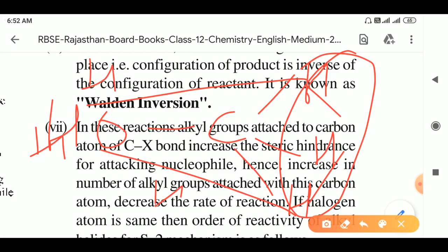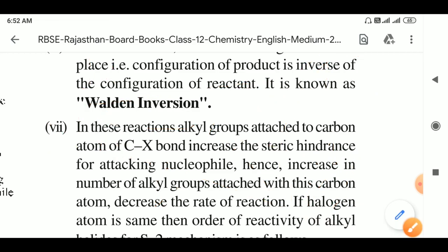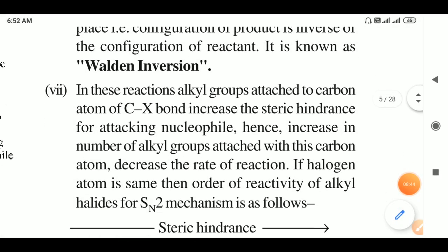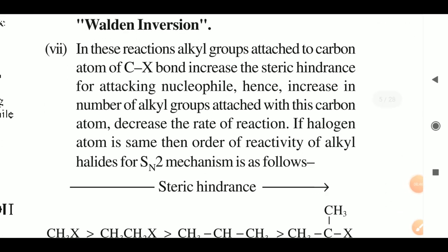And in the SN1 reaction, there is retention of configuration, where between the reactant and product there is no inversion. But here there is an inversion between reactant and product, so it is known as Walden inversion. The configuration is changed.